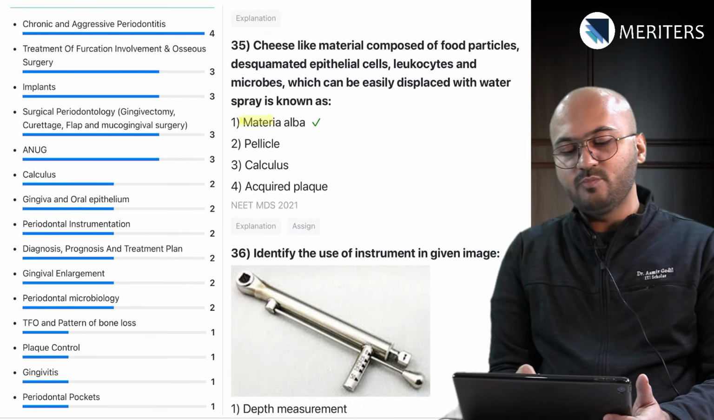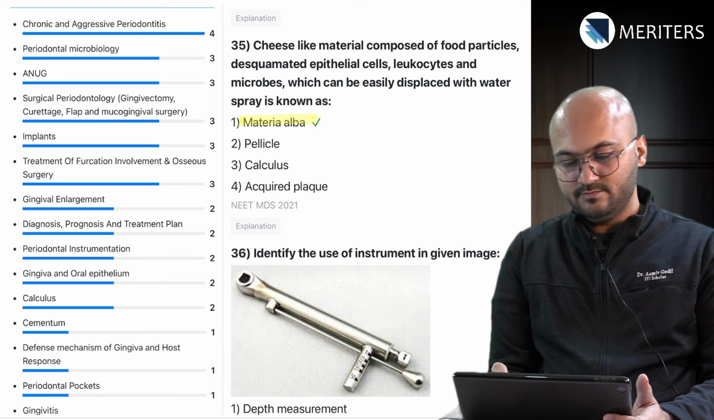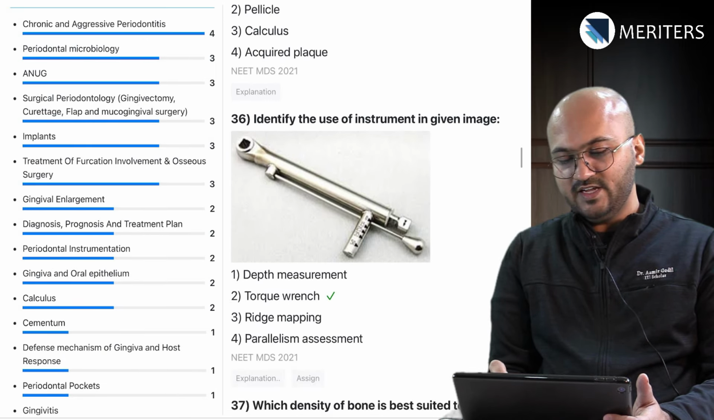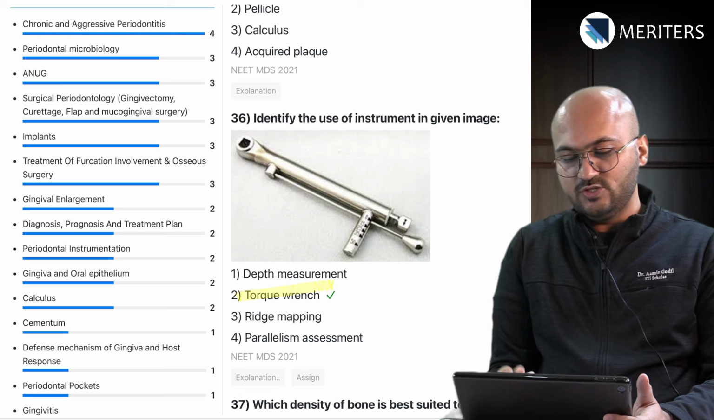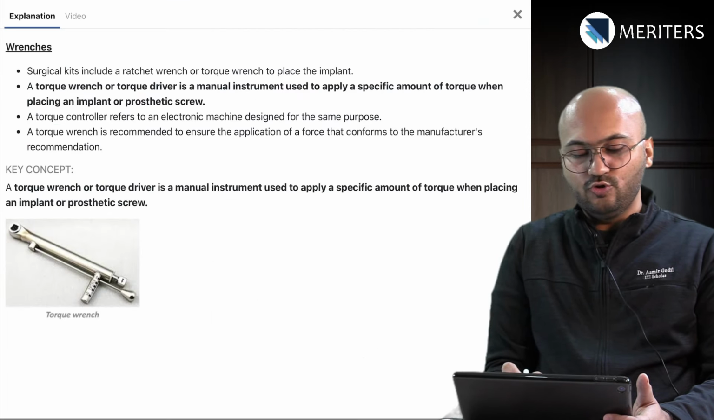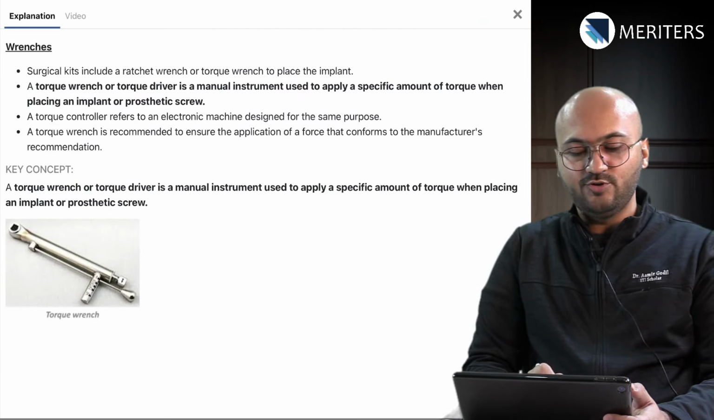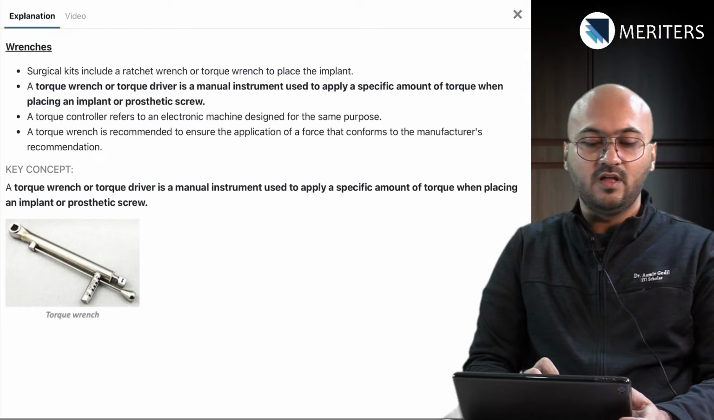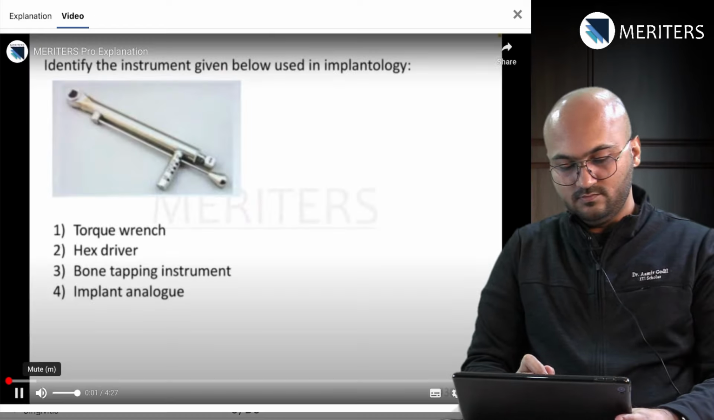Then definition of materia alba. Then identification of a torque wrench which is used in implants. Make sure you go through the explanation. The explanation will tell you exactly what you need to know about the topic. Also, it comes with a video.